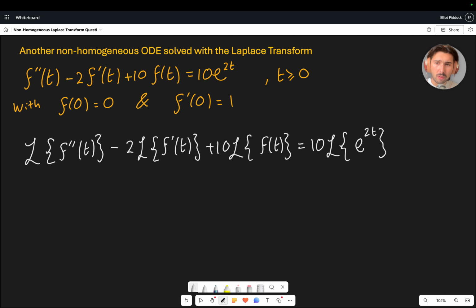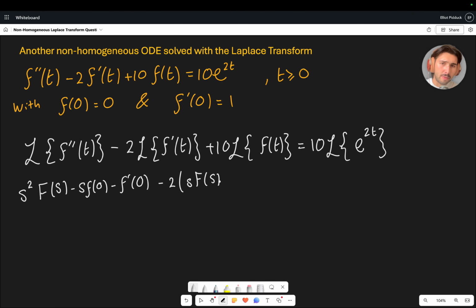The first function, the second derivative, becomes s squared, where remember s is our new variable, times capital F of s, minus s times f of 0 minus f prime of 0. That's the first term. Then we've got minus 2 lots of the derivative, which is s times F of s minus the original function at 0, plus 10 times the Laplace transform of f of t, which is just capital F of s, and this equals 10 times the Laplace transform of e to the 2t, which is 1 over s minus 2. So it's 10 over s minus 2 there.